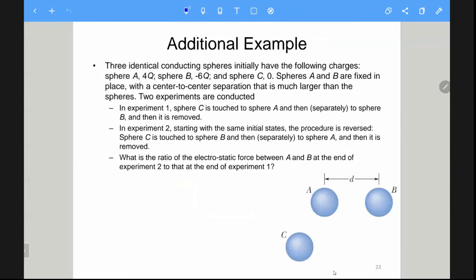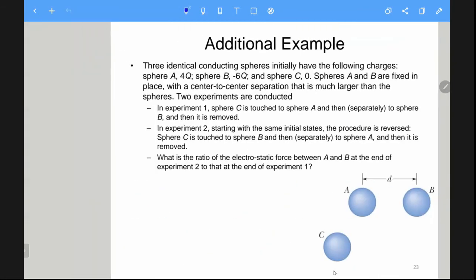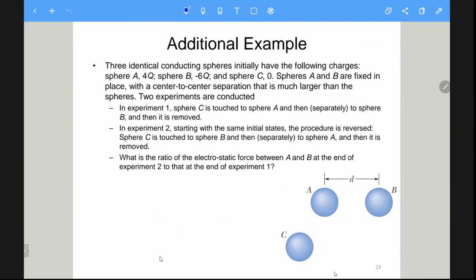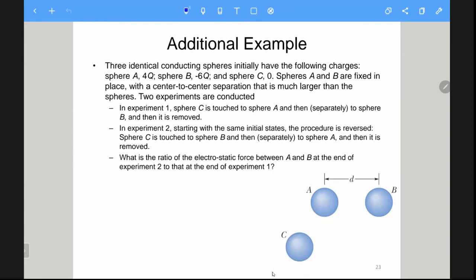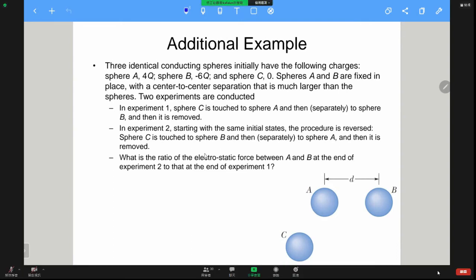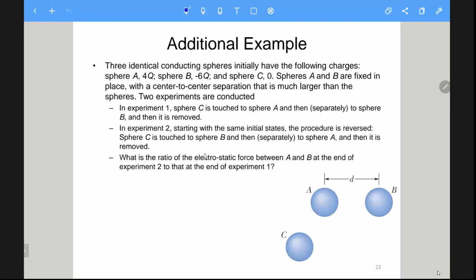Any feedback? You don't hear noise? So let me continue, and maybe I need to find another room for the next hour. If there is no feedback, let me continue to finish off this additional example.